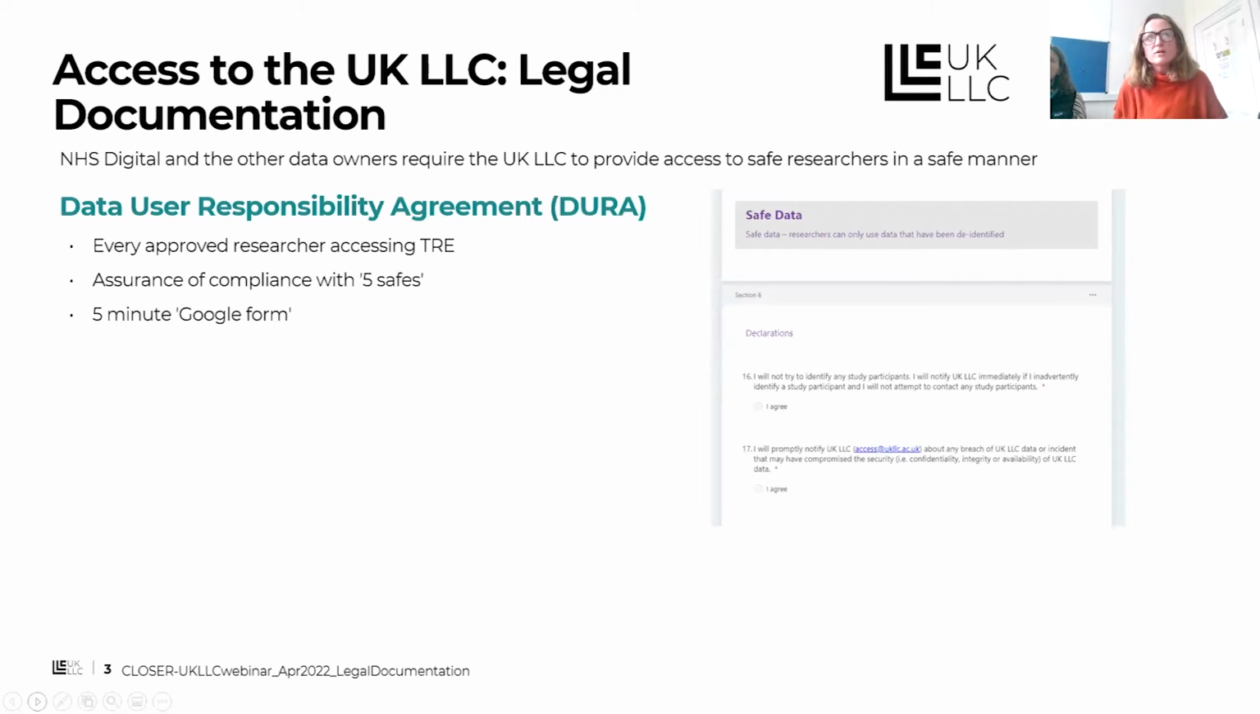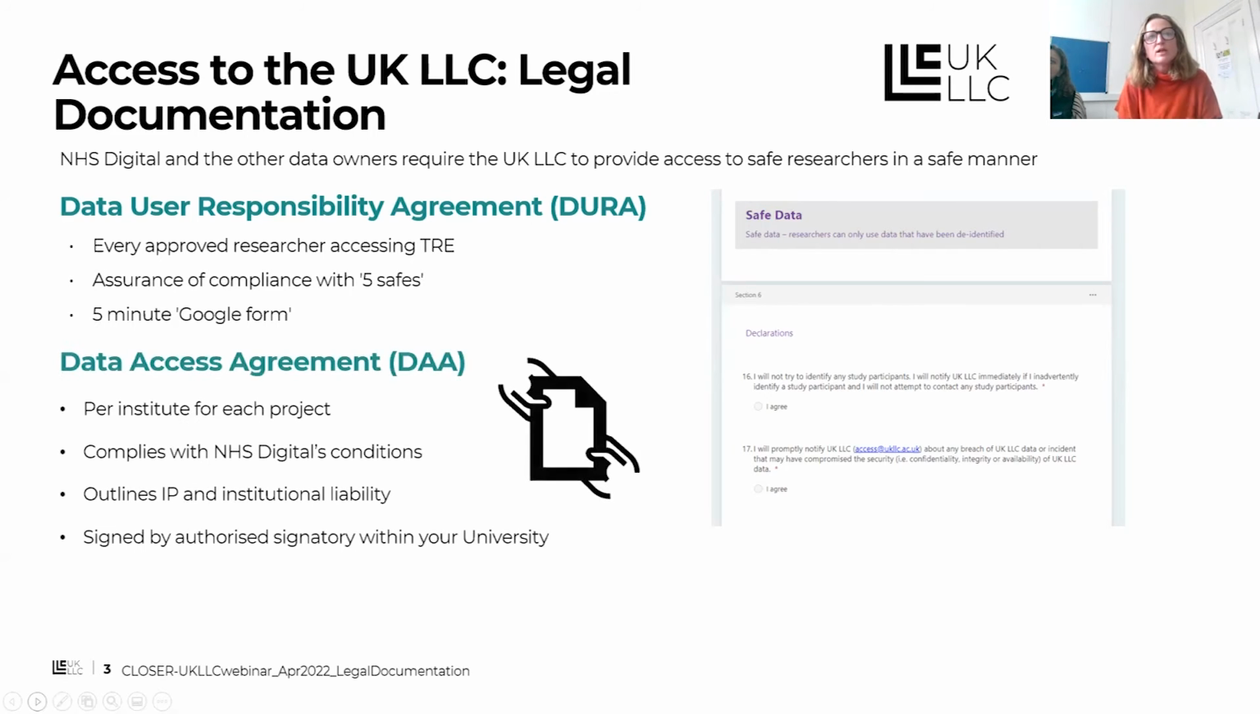So the first thing that we'd ask for is completion of a data user responsibility agreement. Every researcher who is accessing the TRE would be asked to fill in one of these. It's a simple Google form, and it basically acknowledges and provides agreement that you would follow the 5 safes. That's a very quick process to complete.